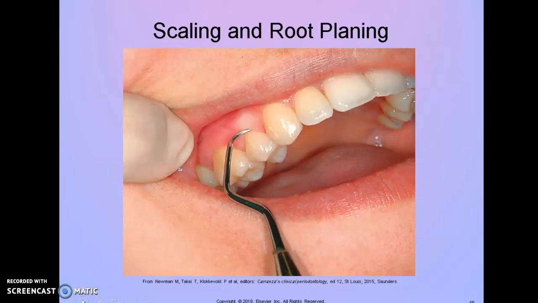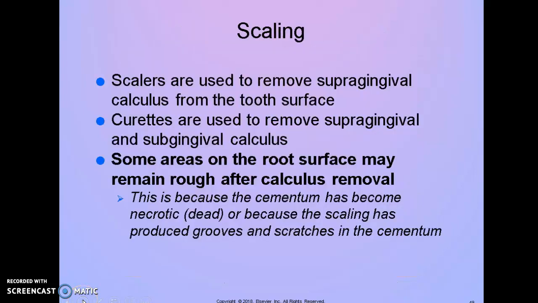Okay, so here is a look at a scaler going into the area. Actually, it's probably a curette that's going to go into that sulcus and clean out any subgingival debris. Scaling. So scalers are used to remove supragingival calculus from the tooth surface. Curettes are used to remove supragingival and also subgingival calculus, mostly subgingival calculus.